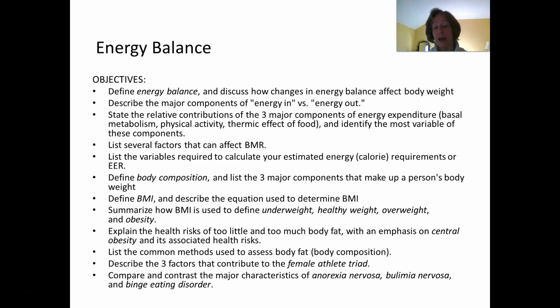And then how do we assess body fat? How do we assess body composition? There were a number of different techniques that we covered, so have a working definition of each of those in mind. Also, with regard to eating disorders, there were 3 major types: anorexia, bulimia, and binge eating disorder. Then we also talked about the female athlete triad, which involves eating disorders. So just have a working definition of each of those in your head.